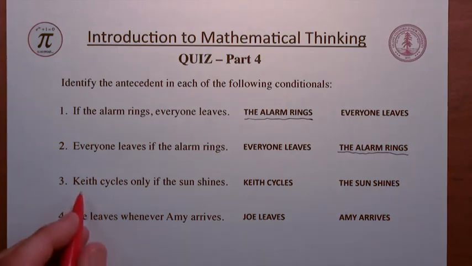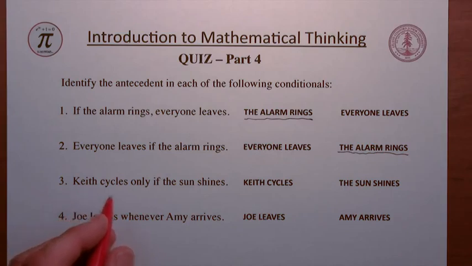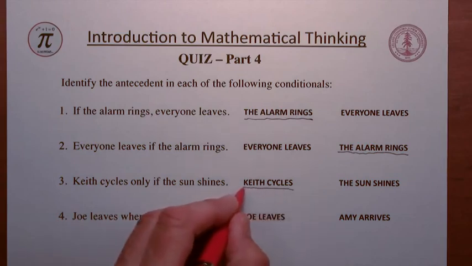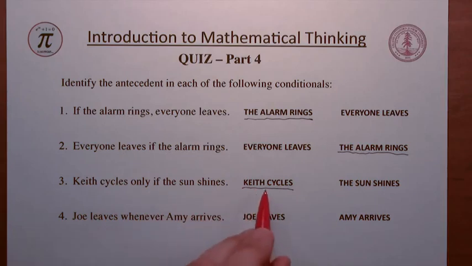What about number 3? Keith cycles only if the sun shines. What's doing the implying? Keith's cycling. If you see me cycling, you can conclude that the sun's shining because I cycle only if the sun shines. Incidentally, I was brought up in England, so that's not the case. I'm not happy to ride in the rain, but I do ride in the rain. But it's a good example.